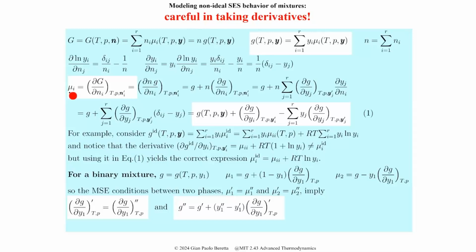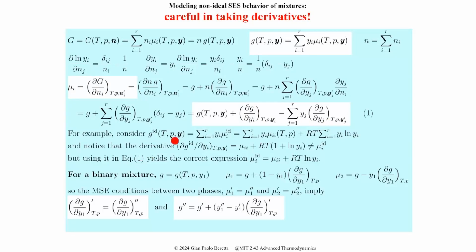The chemical potential, when you want to write it in terms of the Gibbs free energy, is the partial of the Gibbs free energy, capital G, with respect to n at constant T, P, and all the other n's. And if you do all the correct steps, here is the expression in terms of the specific Gibbs free energy. There are lots of contributions. It's not just the partial of g with respect to y. There is other stuff.